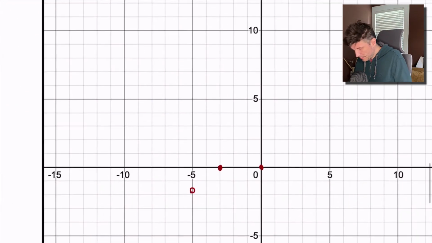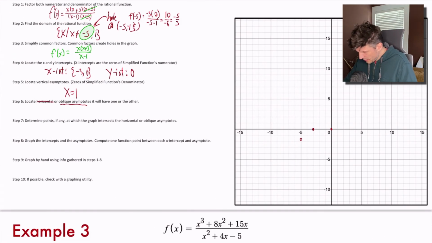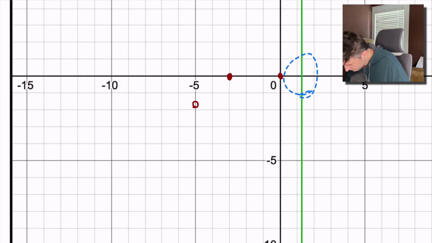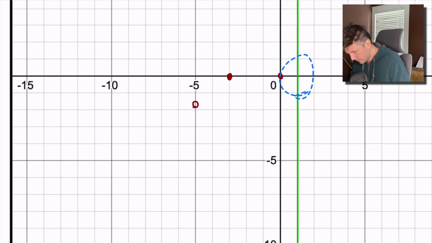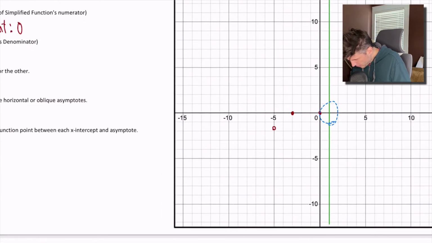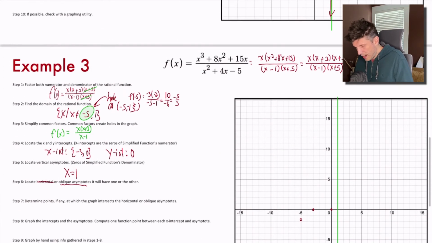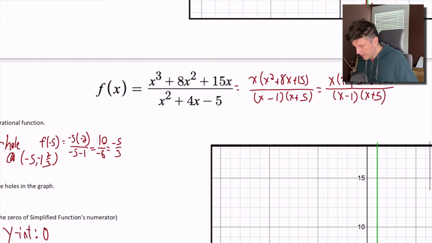X equals 1, we need to put that asymptote in. And once again, I will just draw a green vertical line. Let's try to draw that straight. And I'll put it in its spot. Okay. So that's our vertical asymptote.